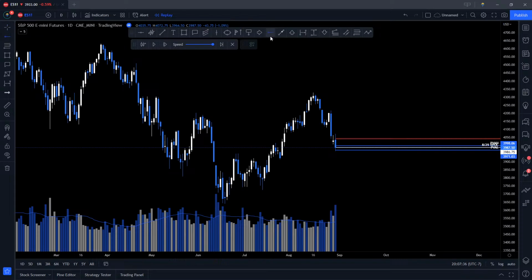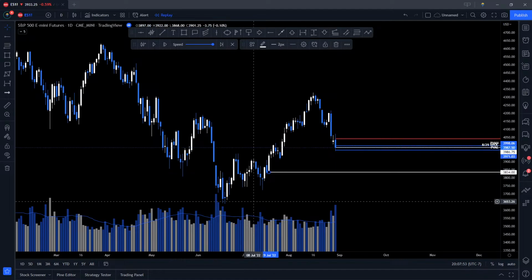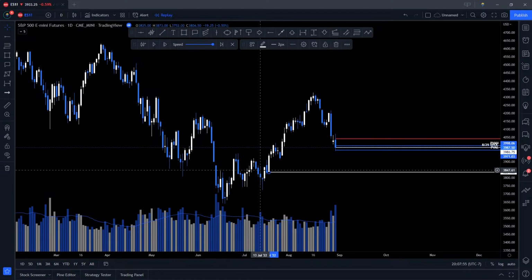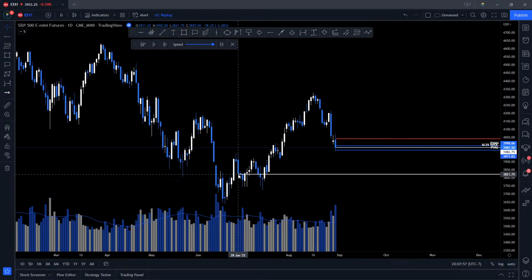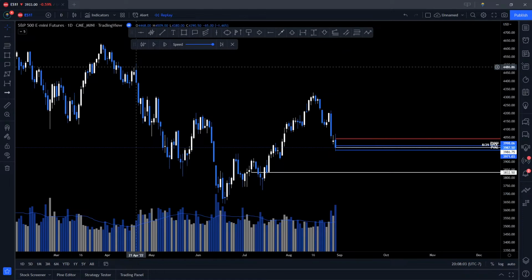But actually that's a good thing. If you look here, we're at 39.33. This is probably a good area to be looking for a bounce. Right around here, this is on a higher time frame.